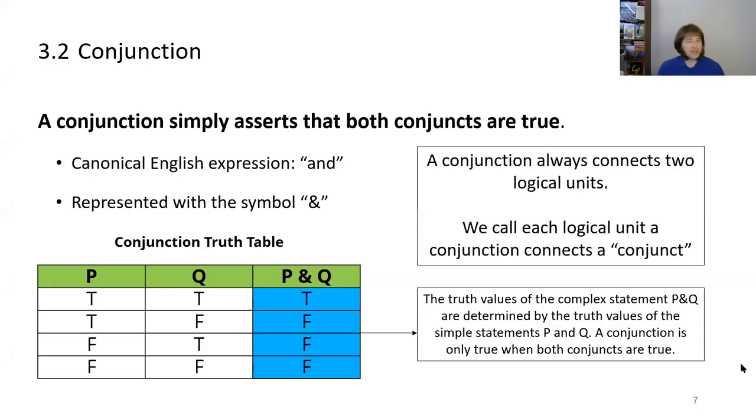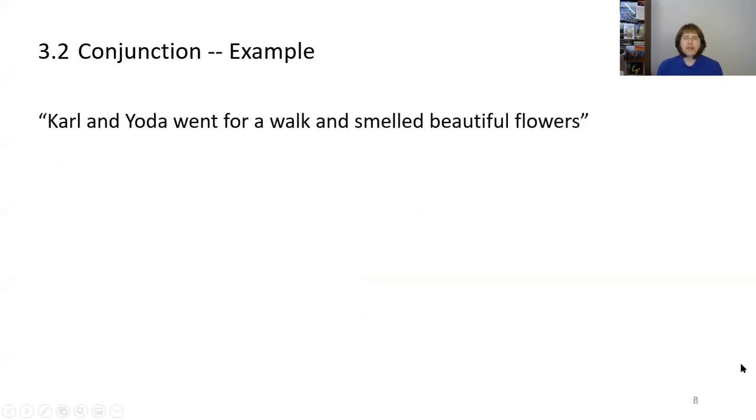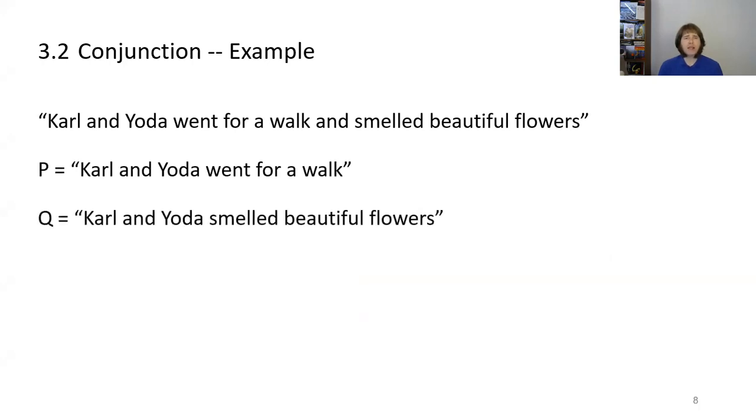Okay, so with that, let's go ahead and pick back up with where we were in our slideshow. So we're at slide 7 here, looking at conjunction. So let's look at an example. This is an example right out of the book. Carl and Yoda went for a walk and smelled beautiful flowers. Right? My dog Yoda and I. Now, if we want to translate this, we're going to have Carl and Yoda went for a walk, and Carl and Yoda smelled beautiful flowers. So in the example, we actually have the conjunctions show up between Carl and Yoda, and between walk and smelled beautiful flowers. Right? Went for a walk and smelled beautiful flowers.